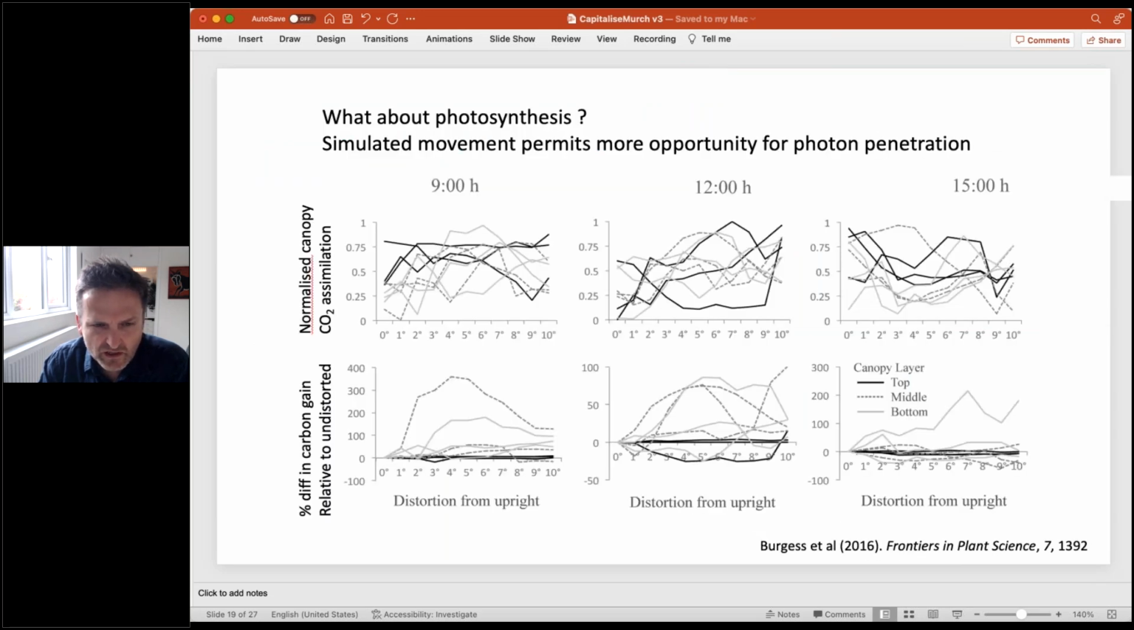So what about photosynthesis? I'm going back to this paper we published from 2016. We modeled CO2 assimilation in the canopy over the whole day in this canopy that was distorted, and so we simulated wind by displacement of the canopy. When we did this, we saw greater penetration of light, but particularly at midday. And when you model photosynthesis in the canopy in this way, you see up to about a 17% increase in daily photosynthesis when you move the canopy compared to when you don't move the canopy.